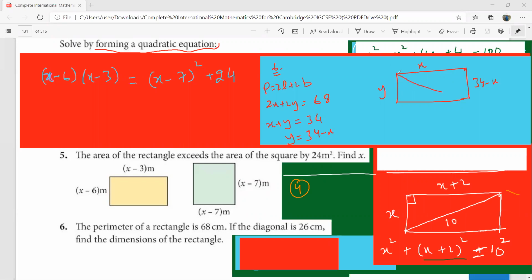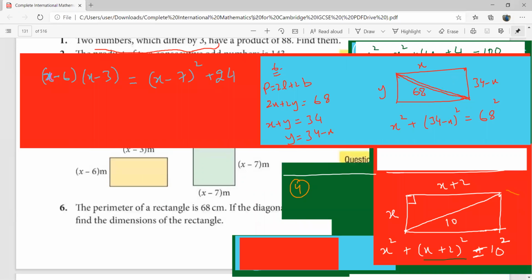So this becomes a question like the fourth question. So this perimeter over here is 68. So we can say x square plus 34 minus x whole square, that is equal to 68 square. So this will give you the required quadratic equation. You will expand, you will open the squares, okay?